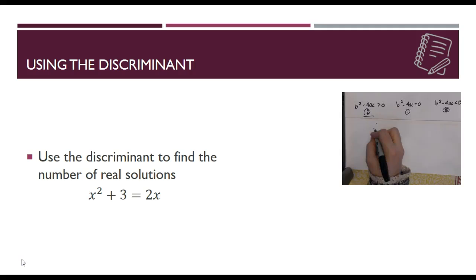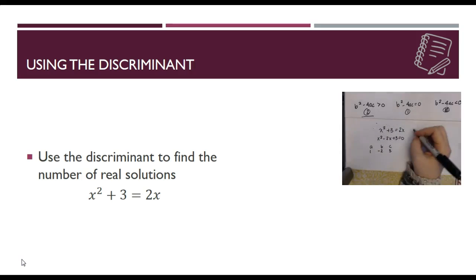Let's use that discriminant and we'll solve one more equation to see how many solutions it has. So in this one off the slide, we've got x squared plus 3 equals 2x. And so we need to set that equal to 0. So I'm going to move the 2x over. So x squared minus 2x plus 3 equals 0. And in doing that, now I can identify my a, my b, and my c values. So my a value is 1, my b value is negative 2, and my c value is 3.